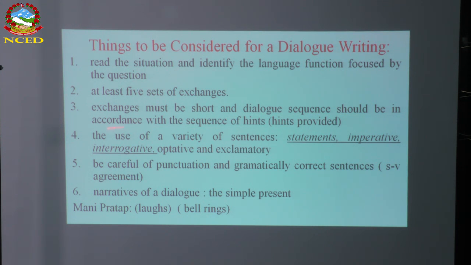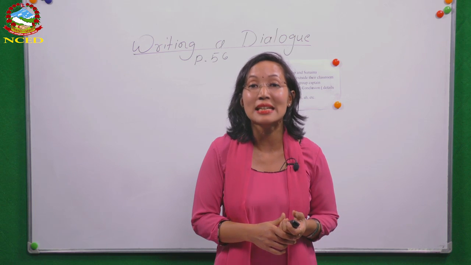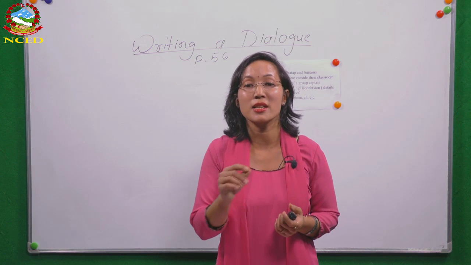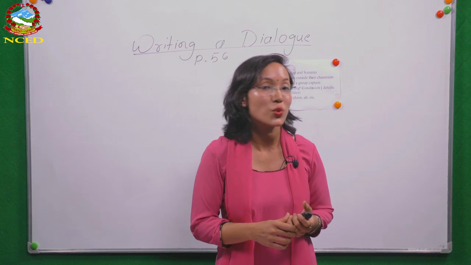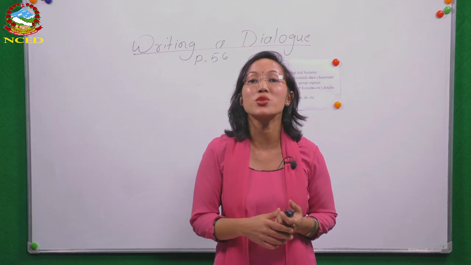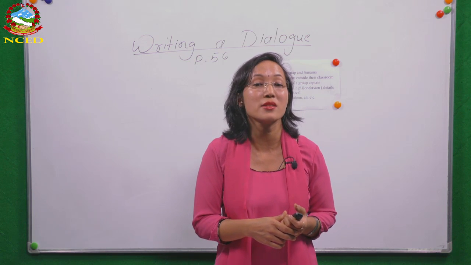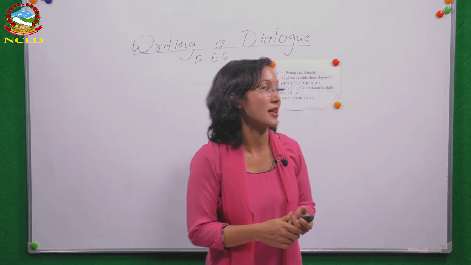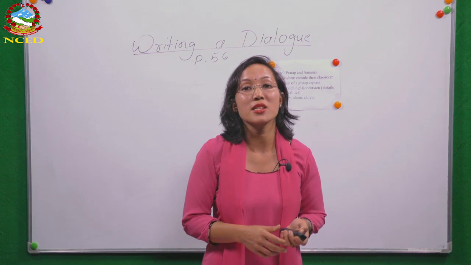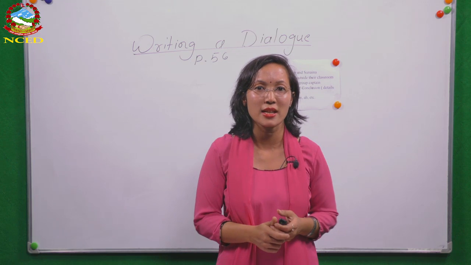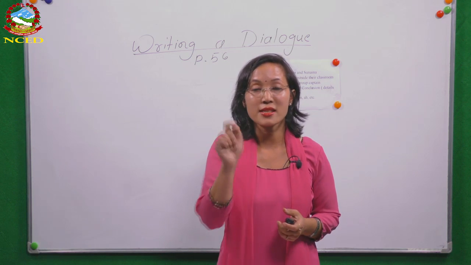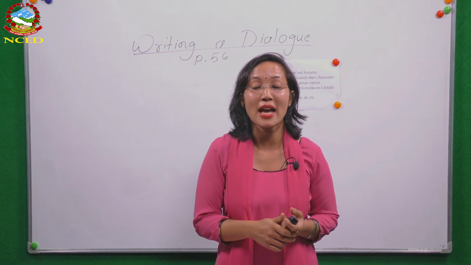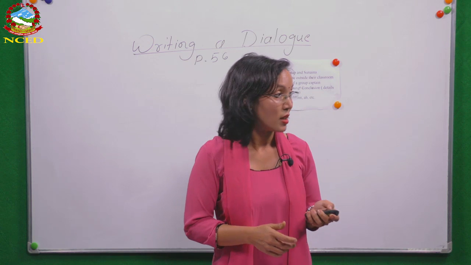The dialogue sequence should be in accordance with the sequence of the hints. Sometimes you could be given hints, so on the basis of the hints, develop a dialogue. In that situation, your dialogue sequence should be according to the sequence of the hints provided. Is that clear? And exchanges must not be too lengthy. For effective dialogue writing, the exchanges must be kept as short as possible but to the point.